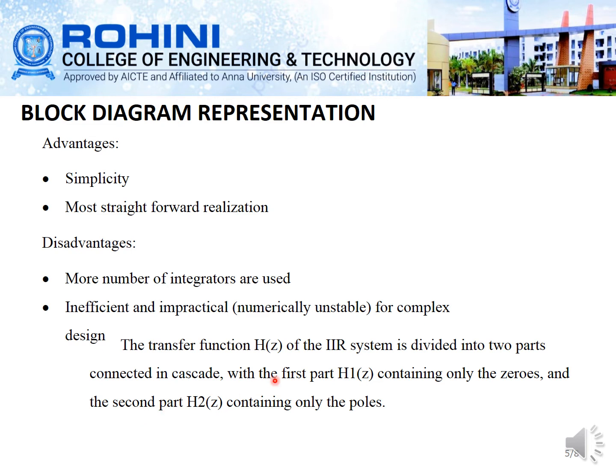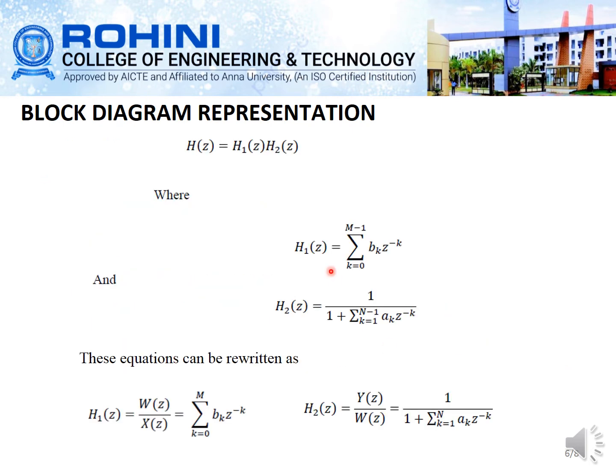The transfer function H of z of the IIR system is divided into two parts connected in cascade, with the first part H1 of z containing only the zeros and the second part containing only the poles. Here we give the system function as H of z equal to H1 of z into H2 of z, where H1 of z is the summation k equal to 0 to m minus 1 of bk into z power minus k, and H2 of z is given by 1 by 1 plus the summation k equal to 1 to n minus 1 of ak into z power minus k, and this equation can be written using H1 of z and H2 of z by using an intermediate function W of z.